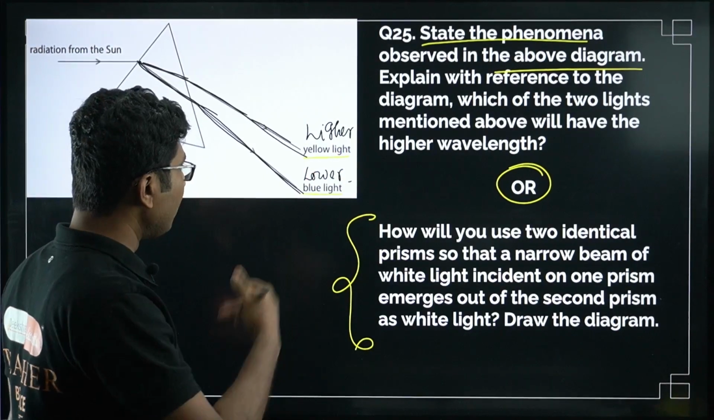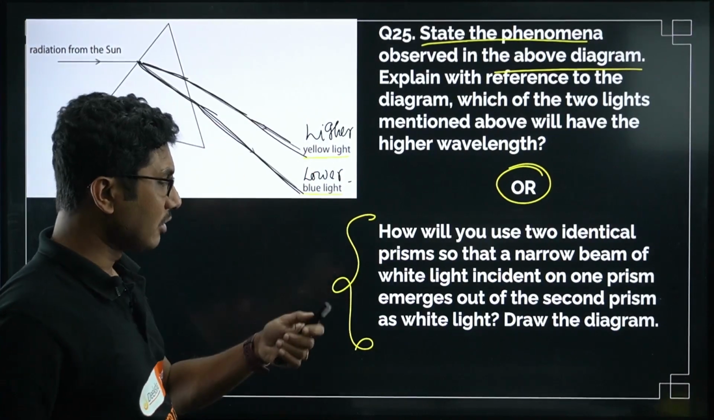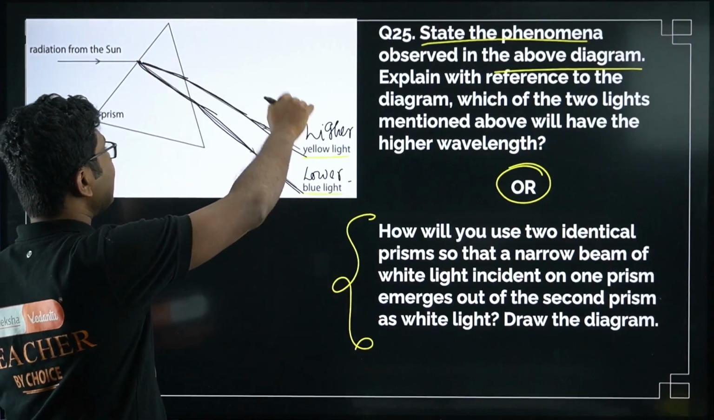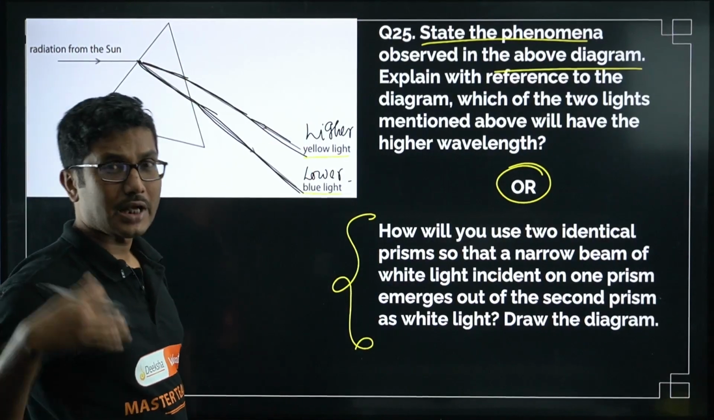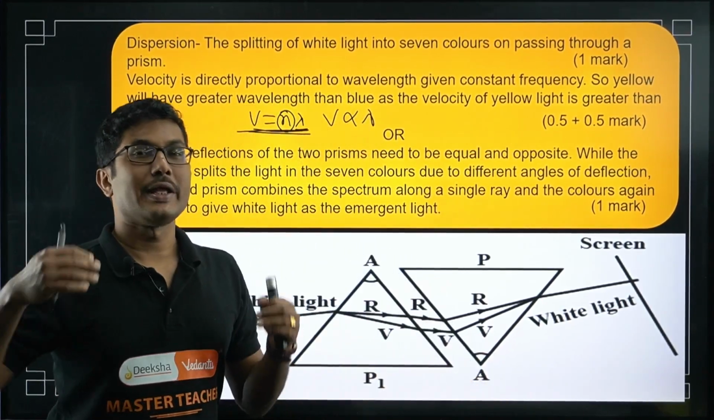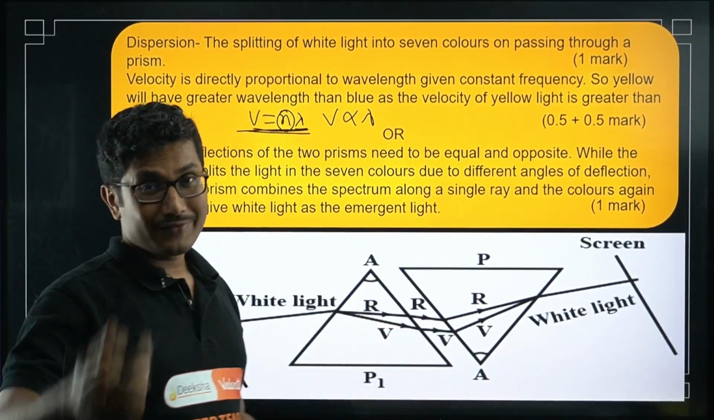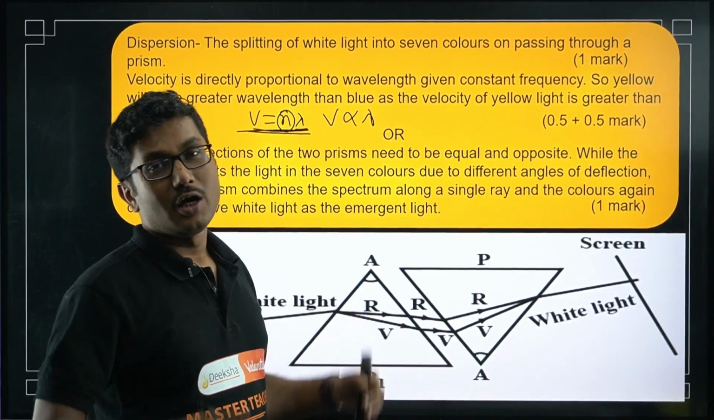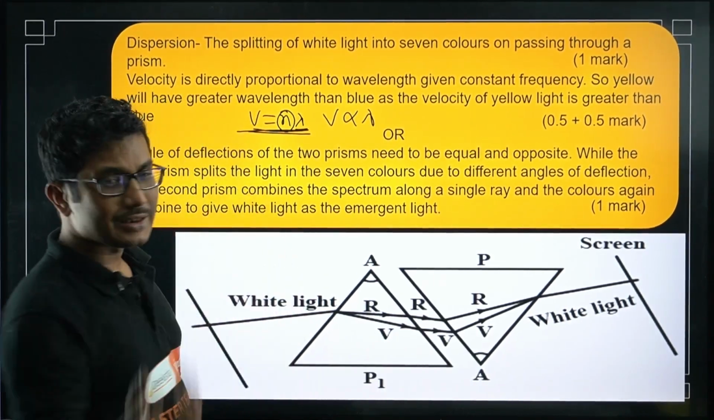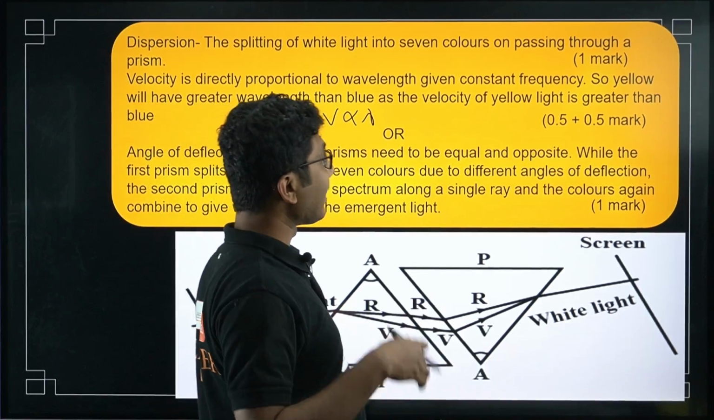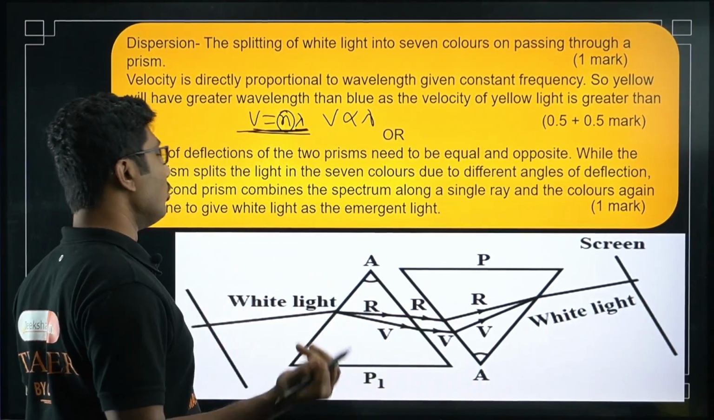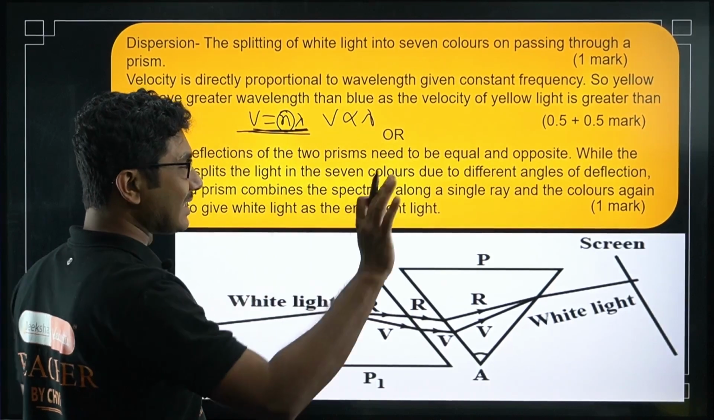Okay, so blue light will have a lower wavelength, yellow light will have a higher wavelength, because it is bending less, that means higher velocity means higher wavelength. So whoever is bending more will have a lower velocity, that means they will have a lower wavelength, right? You have to remember that. So yellow light has higher velocity, so it will have a greater wavelength than blue. Okay, so this is the answer, as easy as that.